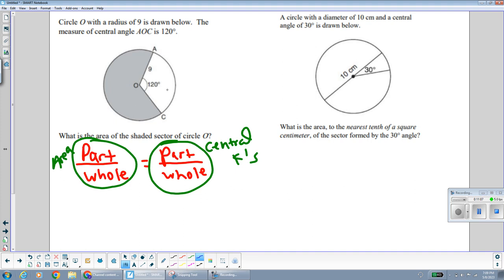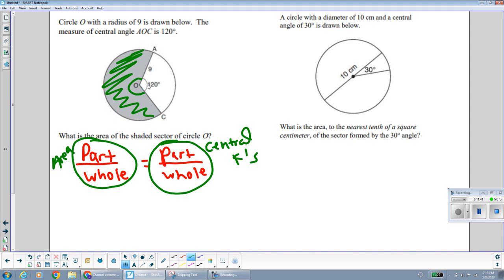So let's start with the part, the area of the part, the sector, the slice. That's what we're finding. It says, what is the area of the shaded sector? Oh, my bad. We're finding the area of the shaded sector. So we're going to need to find the central angle for the shaded sector because that's what we're finding the area of. So if angle AOC is 120 degrees, let me do 360 minus 120.